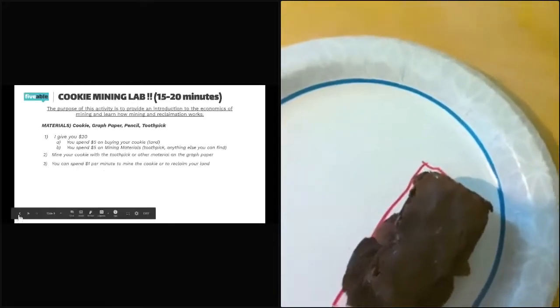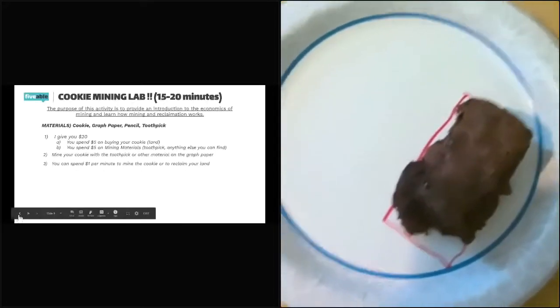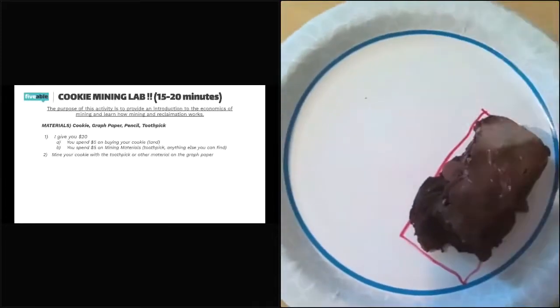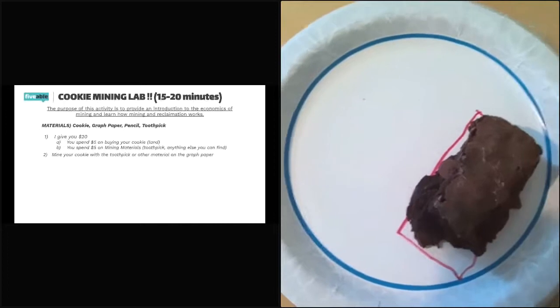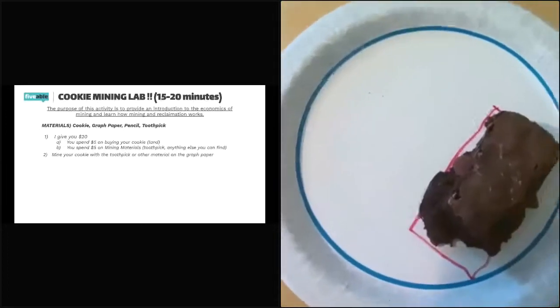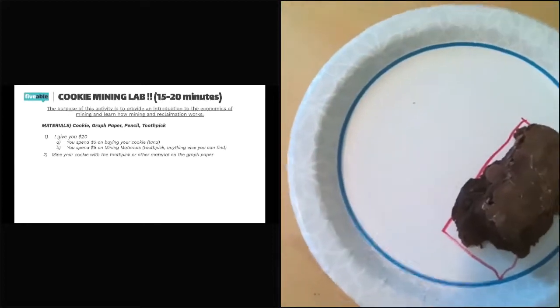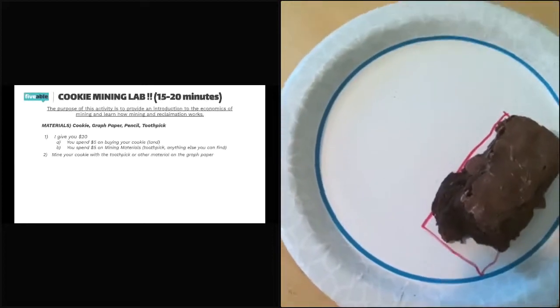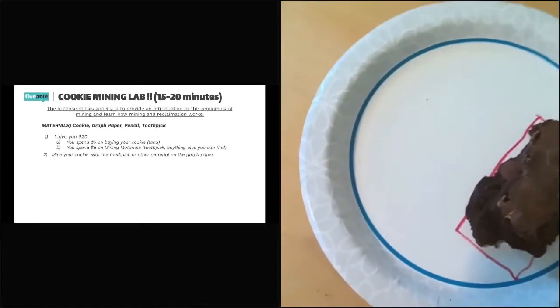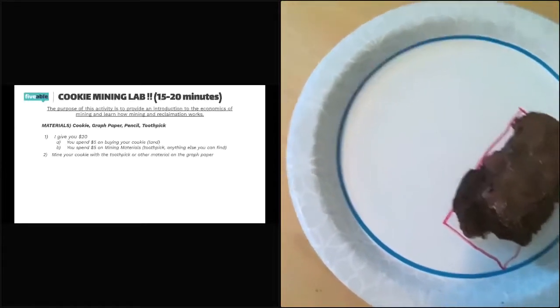Basically, what you need to do on the graph paper, or whatever material you're using, is draw a square or circle around your cookie, or the brownie with chocolate chips. So, we'll see. And then you need to put it down there. So you get to mine your cookie with the toothpick or whatever other materials you have.